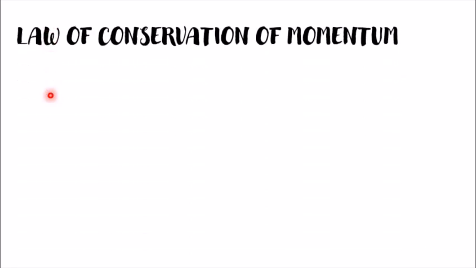Let's now learn the law of conservation of momentum. The law of conservation of momentum states that when two objects collide, the total momentum before collision is equal to the total momentum after collision. Let's derive the equation for the law of conservation of momentum.